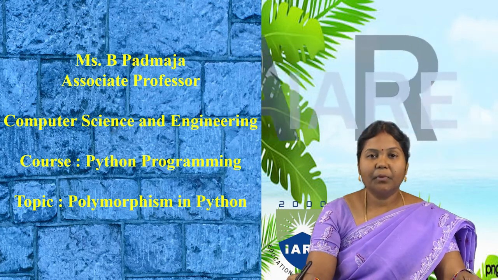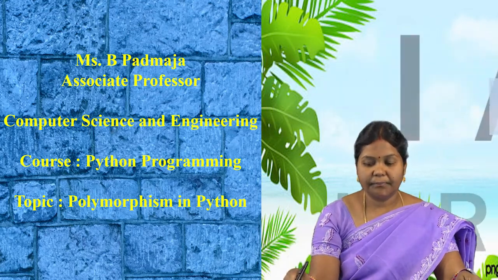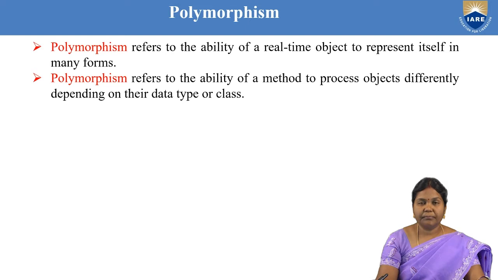Today's topic is the polymorphism concept in Python. Now, what is polymorphism? If you see the literal meaning of polymorphism, poly means many, morphism means forms. That means the ability of a real-time object to represent itself in multiple forms. In the polymorphism concept, the same method or function will be executed in different forms.